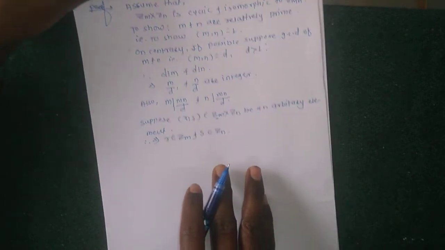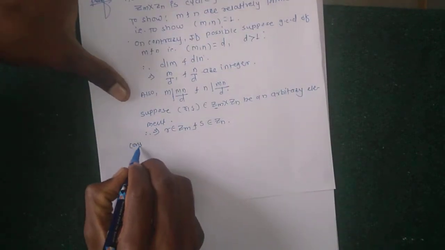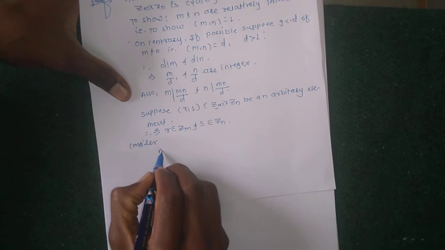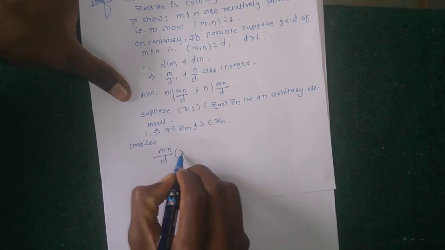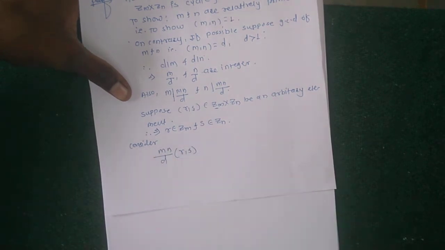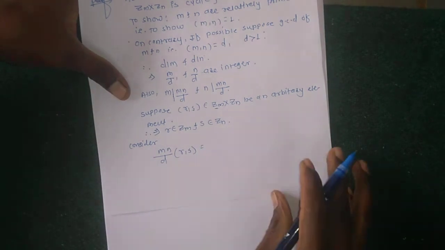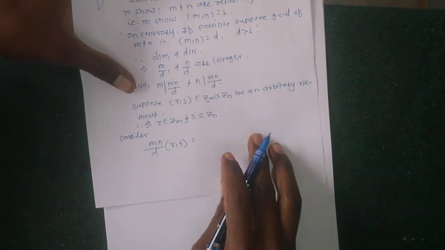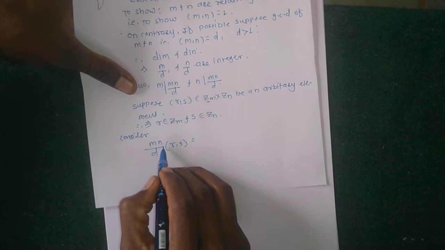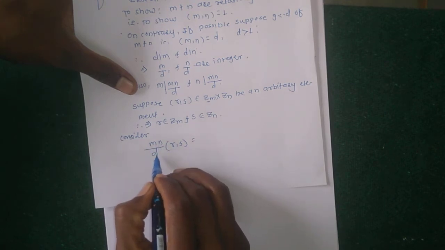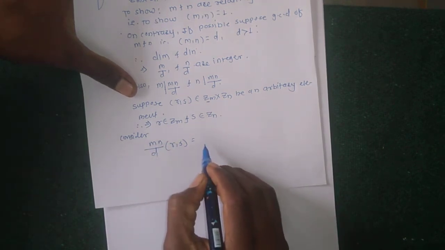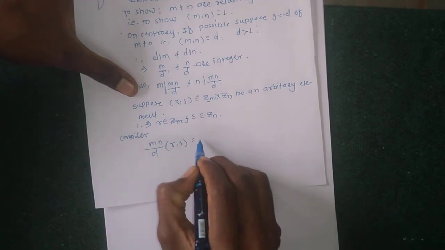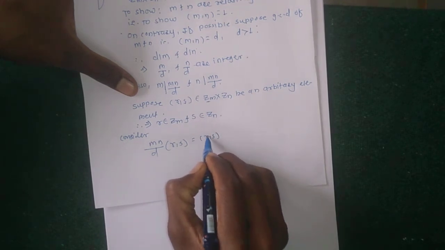Okay, so consider the element, the multiple of mn by d into (r, s). Consider the multiple of mn by d times (r, s), which is a multiple of m into mn divided by d, and can be written as r into s.